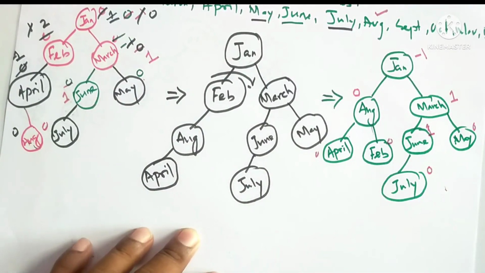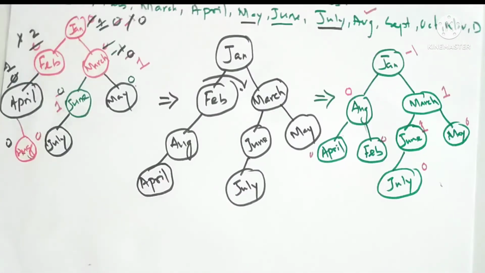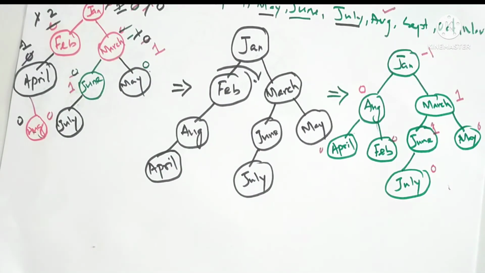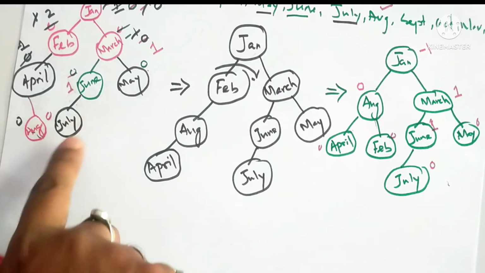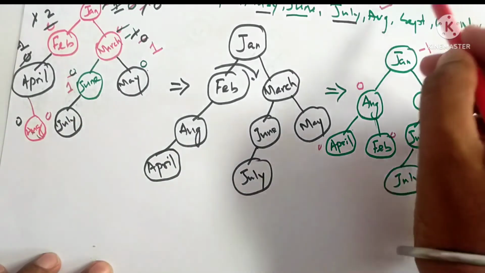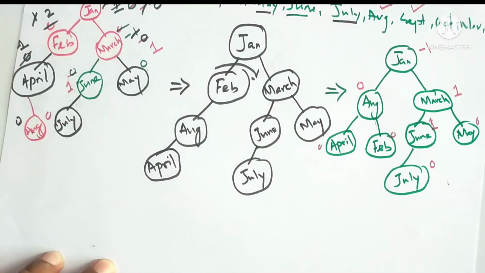So every node is following the balance factor value within minus 1 to plus 1 through 0. So that's why it is an AVL tree. After doing your LR rotation, we converted a non-AVL tree to an AVL tree. Then we can go for the next element insertion, that is your September.